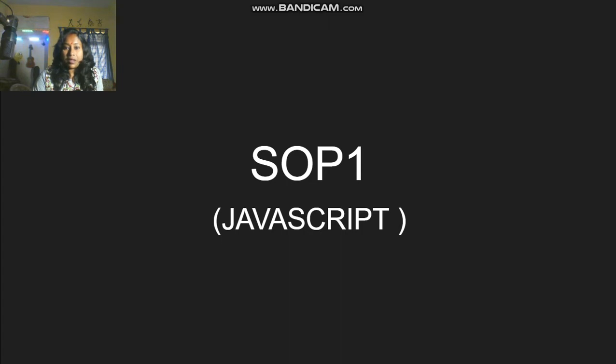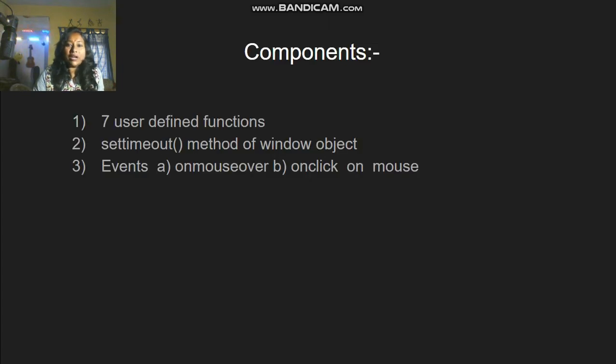Here we know that JavaScript is one of the scripting languages used for converting a static web page into a dynamic one. Now the components which we are going to use here: we are going to call 7 user defined functions, and they will be called after a particular time gap, using the setTimeout method of the window object. Here we are going to use events such as onmouseover and onclick of the mouse.